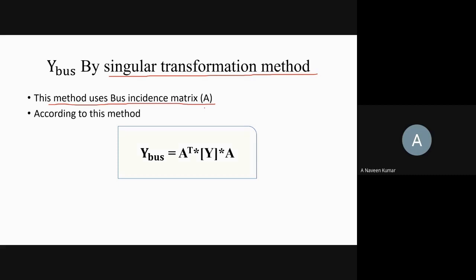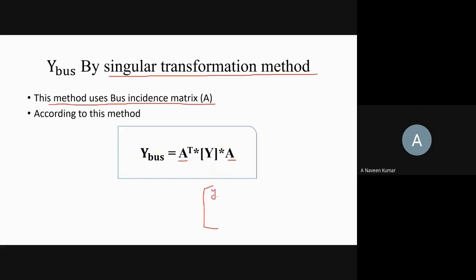According to this method, the final equation is Y bus equals A transpose into Y into A. A transpose is nothing but the transpose of the bus incidence matrix, and A is the bus incidence matrix. I gave an example of this Y yesterday. This Y is a matrix related to driving point impedances, that means only diagonal elements will be there.